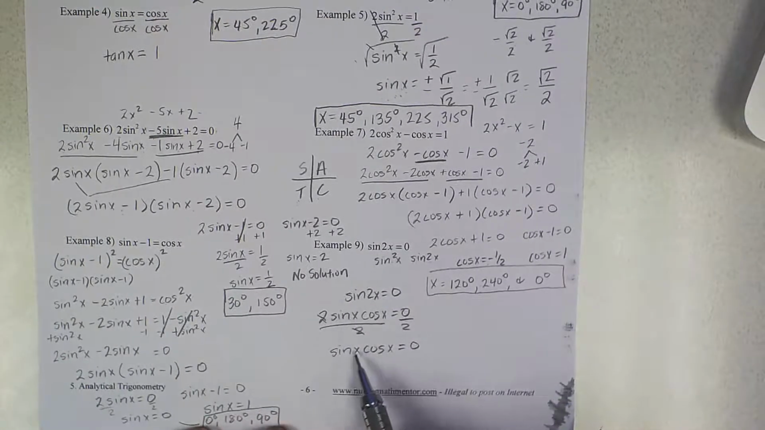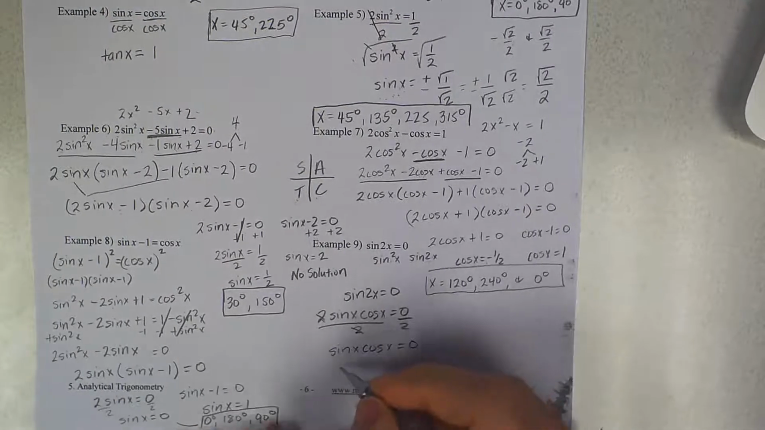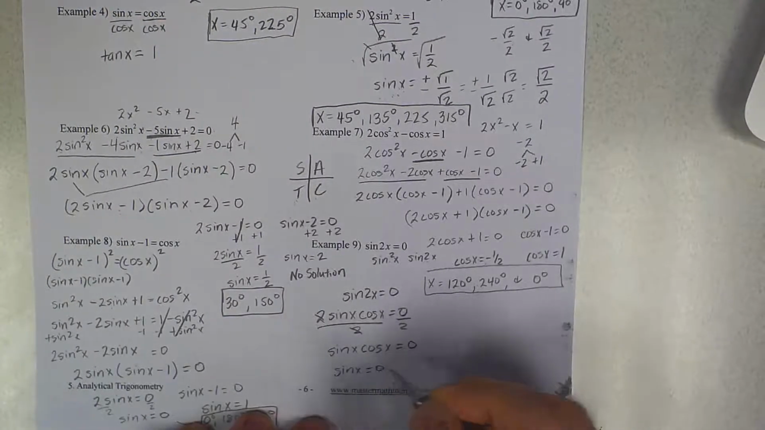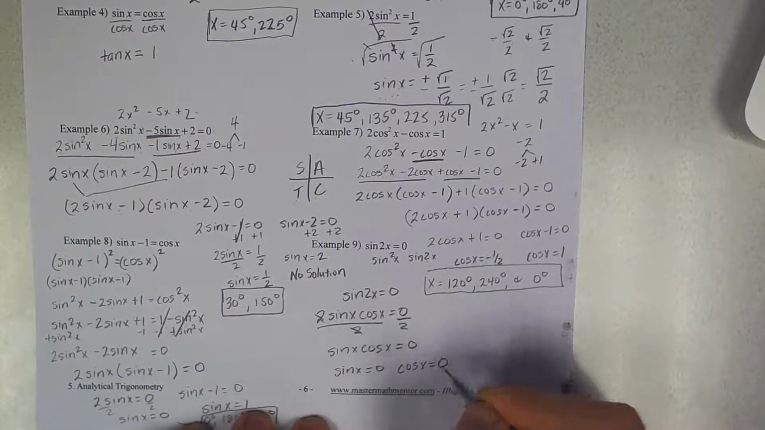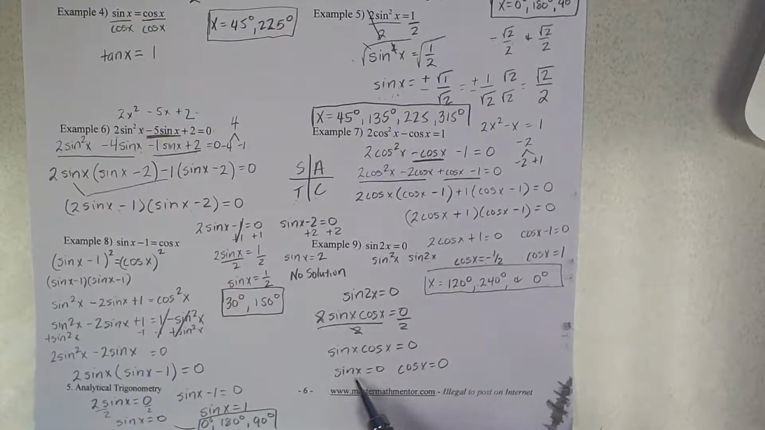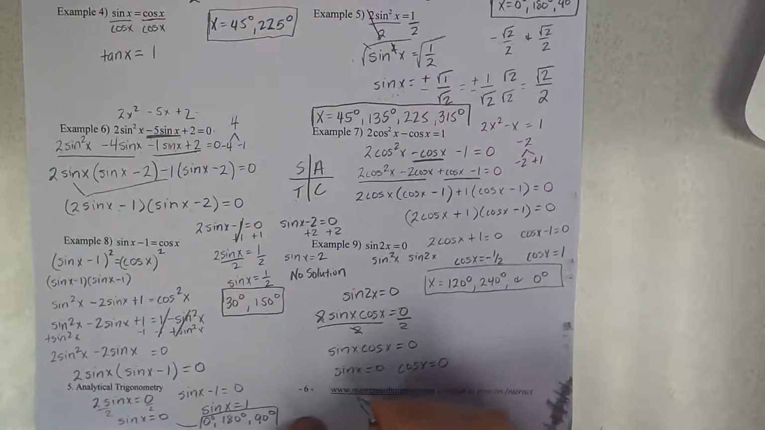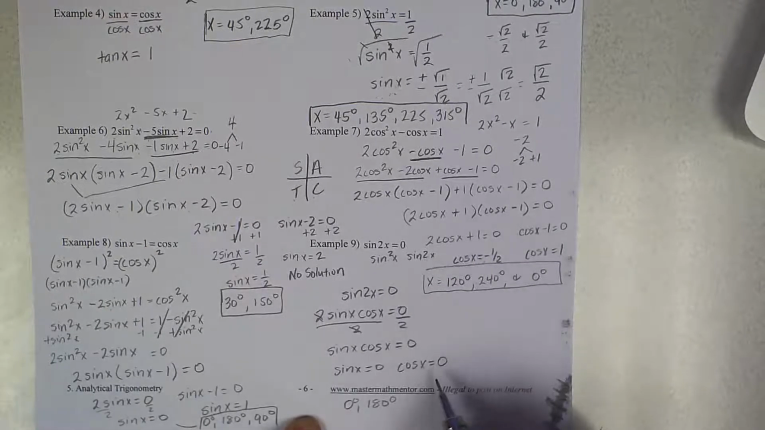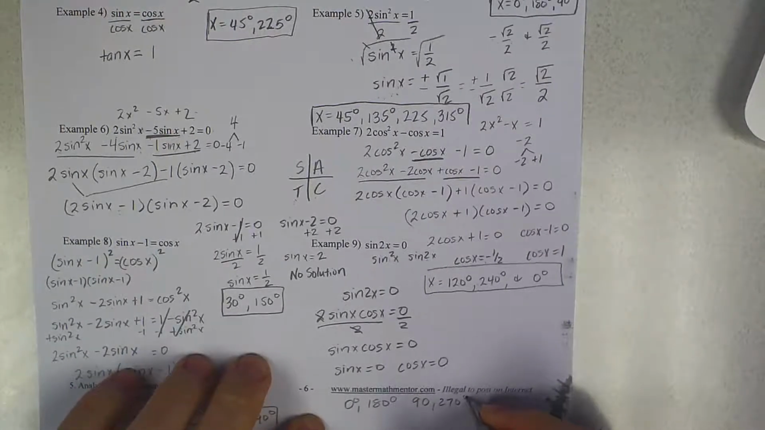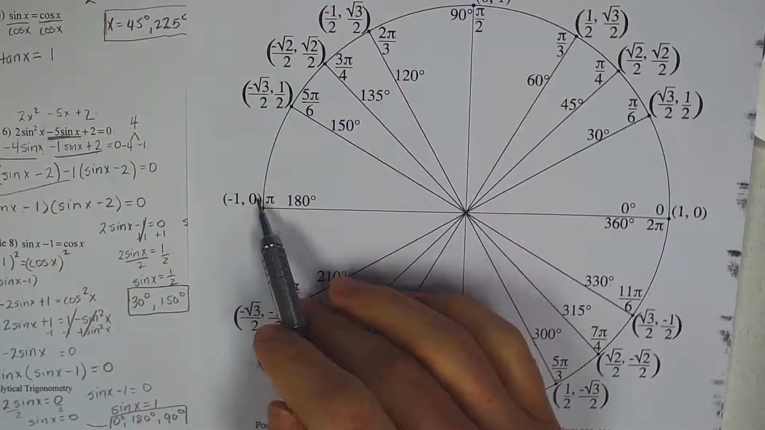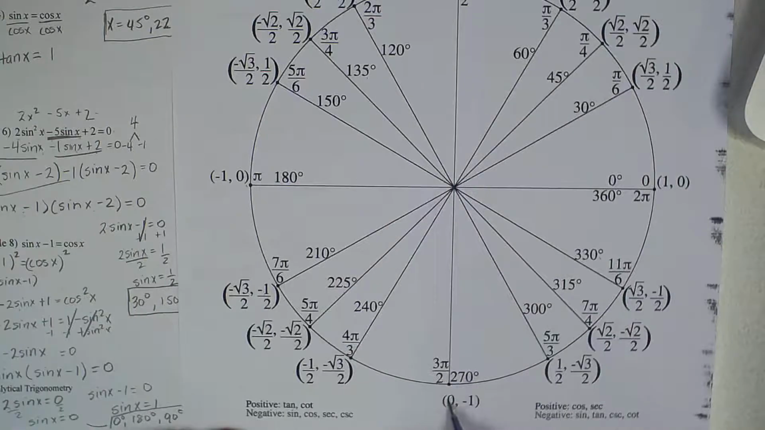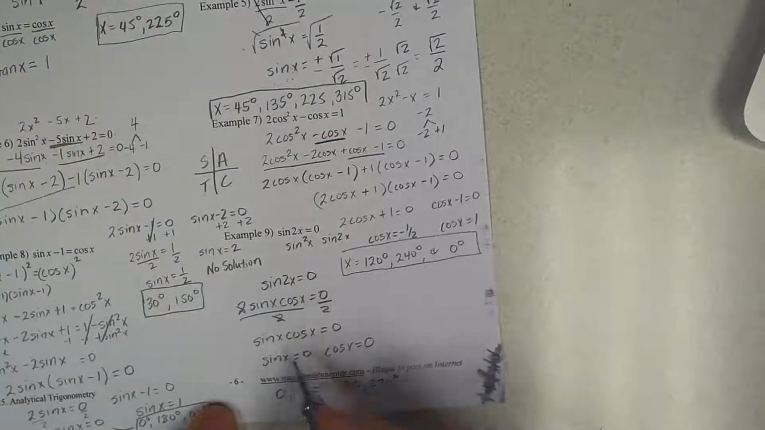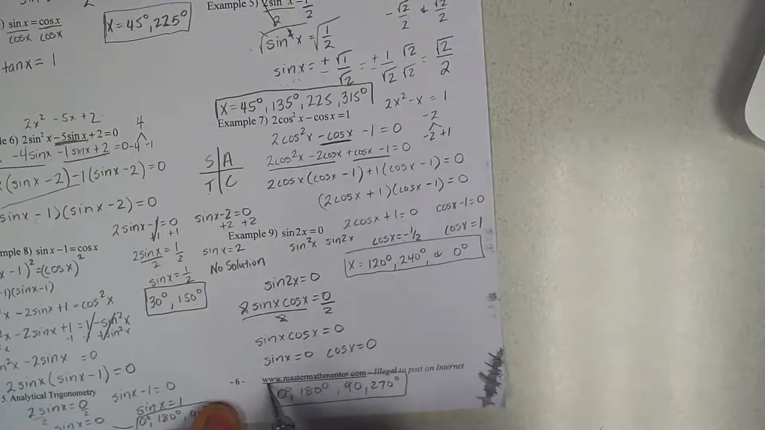The zero product property says if a times b is equal to 0, then a is equal to 0 and b is equal to 0. So where is the y-coordinate 0? Well, we just discussed that. The y-coordinate is 0 at 0 and 180. And where is the x-coordinate 0? Well, that would be at 90 and 270. Okay? And again, where is the y-coordinate 0? 0 and 180. Where's the x-coordinate 0? 90 and 270. And that completes that, guys.